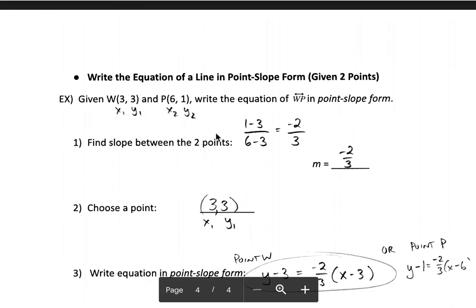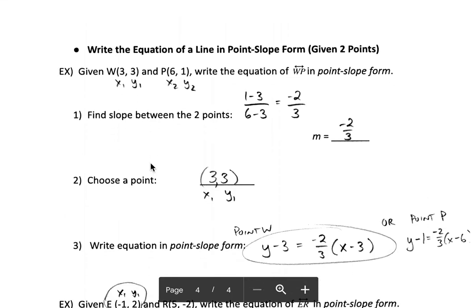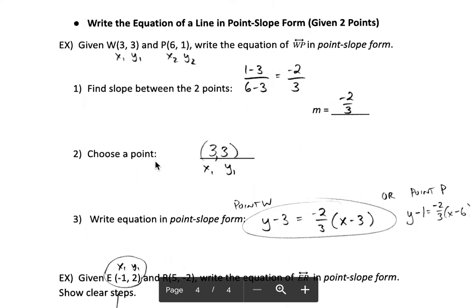Next, we're going to choose a point. We need a point and a slope to write the equation. We have 2 of them. You're allowed to choose which one. So if we choose W as the point we're going to use, we're going to be able to come up with one equation. But you can also choose point P and come up with a second equation. Those 2 equations are going to represent the exact same line, just 2 different equations to represent it.